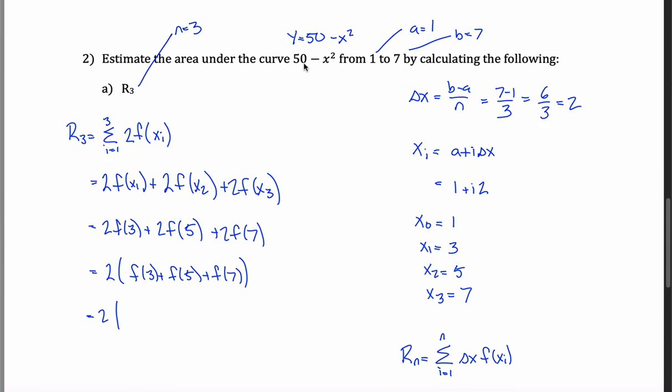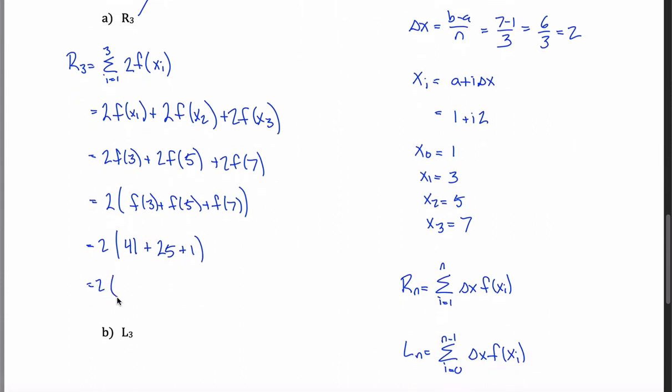f of 3 is 50 minus 9, right? Because 3 squared is 9, and 50 minus 9 gives me 41. f of 5 is 25, because 5 squared is 25, and 50 minus 25 is 25. And then f of 7 is 1, because 7 squared is 49, and 50 minus 49 is just 1. And so now what I have to do is add up these three numbers, 41 and 25 and 1. What's that, 67? And so my answer is whatever 2 times 67 is equal to. Well, if you double this thing, I think you get 134.